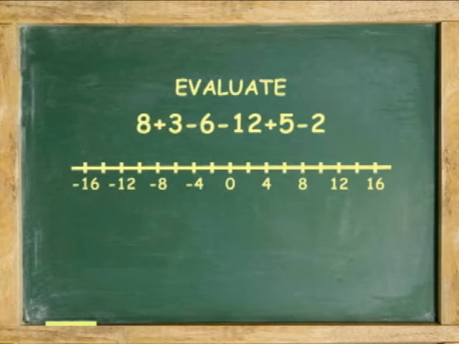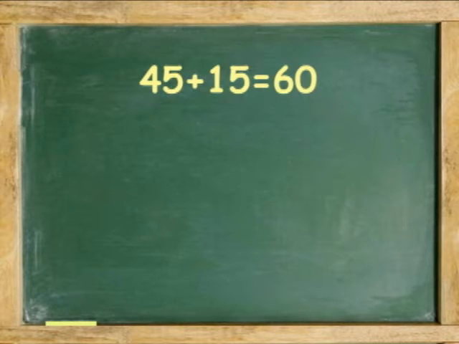Another example. Evaluate 8 plus 3 minus 6 minus 12 plus 5 minus 2. Starting at 0, move 8 to the right, 3 to the right again, 6 to the left, 12 to the left, 5 right, 2 left. The answer is -4.